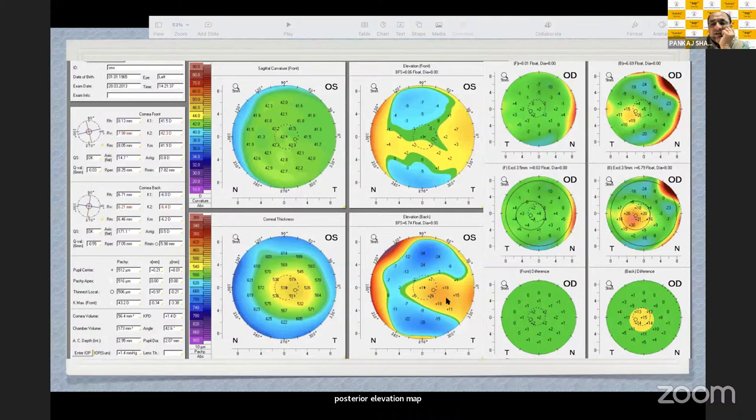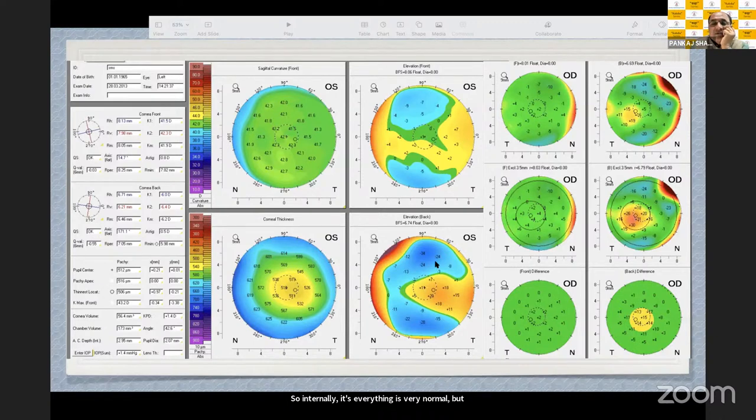There's a localized elevation over here. See the Q value: anterior Q value is just minus 0.03. See the posterior Q value, minus 0.55. This has become more negative. See the Belin-Ambrosio: anterior is all normal. Posterior, there is this, and the enhanced ectasia display shows a posterior ectasia. So anteriorly everything is very normal, but posteriorly there is an ectasia.